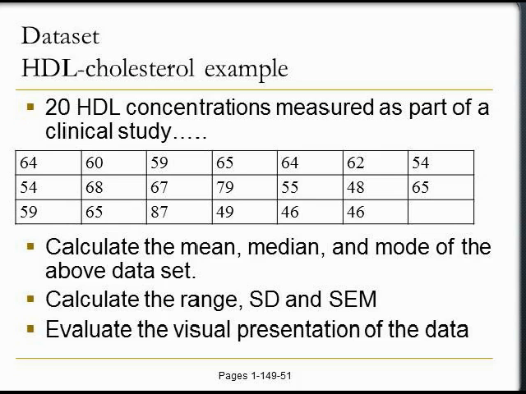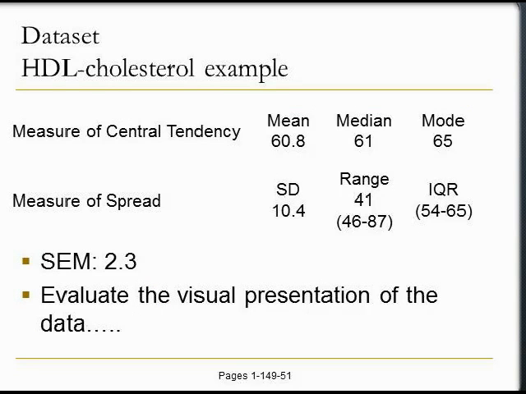Now, ideally, I have these bullets backwards. Ideally, you'd show and evaluate the visual presentation of that data first, and then put some numerical values to it, but I didn't in this case. So I would do this first. But here's the mean, the median, and the mode. You can see that the mean and the median are approximately the same. Okay, one is 60.8 and one is 61, and that is important. And we'll talk about why that's important in a little bit.